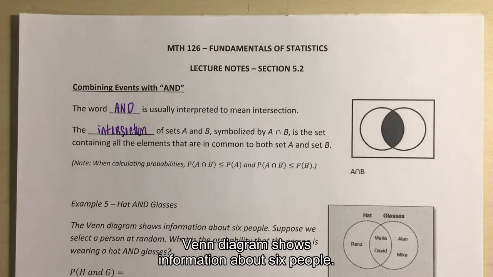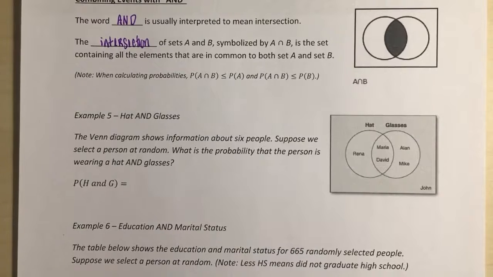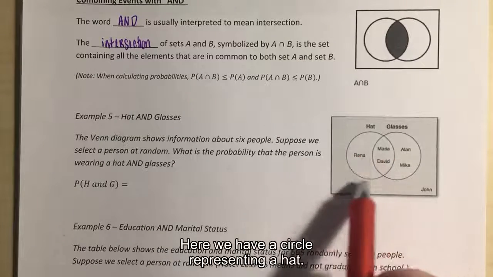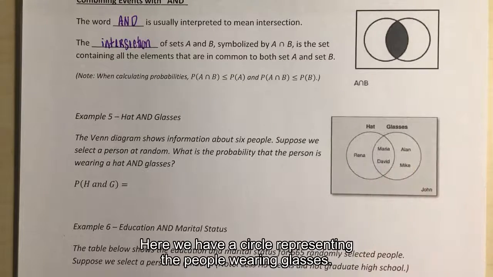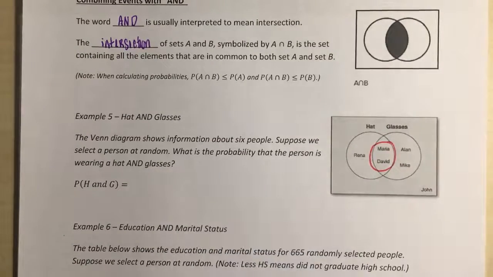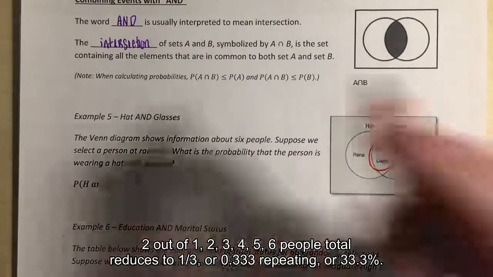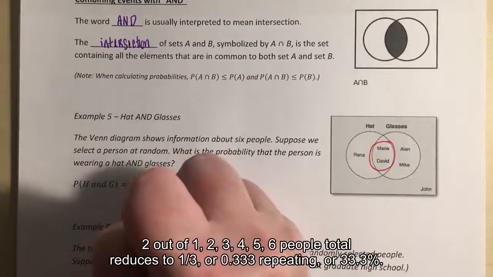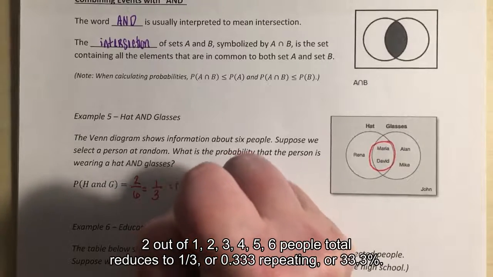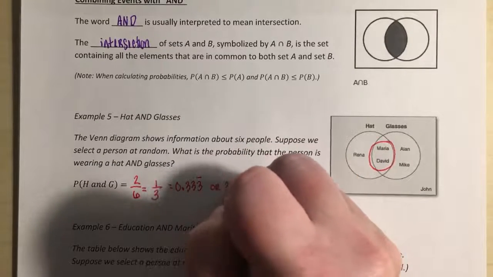So a Venn diagram shows information about 6 people. Suppose we were to select a random person. What is the probability that the person is wearing a hat and glasses? Here we have a circle representing a hat. Here we have a circle representing the people wearing glasses, and the people wearing both, there's our and. So 2 out of 1, 2, 3, 4, 5, 6 people total reduces to 1/3, or 0.333 repeating, or 33.3%.